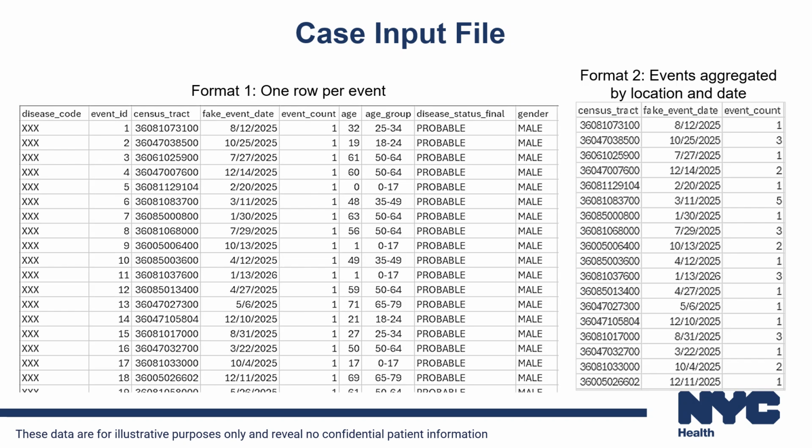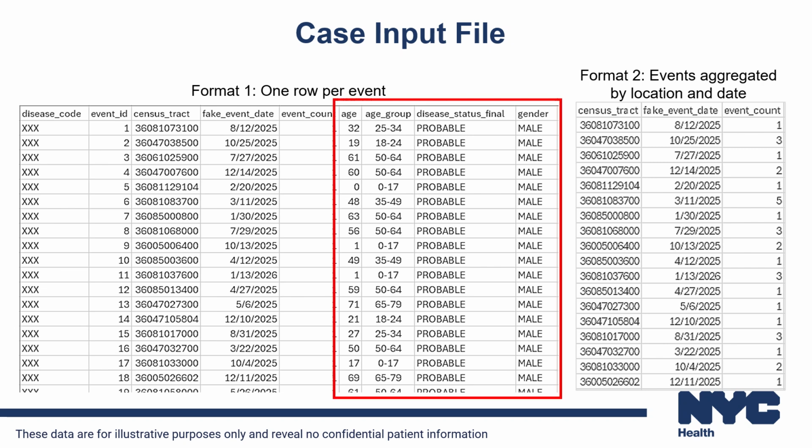The sample case input file provided is formatted as having one row per event, like on the left. You also have the option of creating a case file aggregated by location and date, with a column that indicates the number of events at that location on that date, like on the right. But we recommend using Format 1 when you can, because you can't include case-level descriptive variables in Format 2. These variables aren't used in the analysis, but can be helpful to include in output files to aid in cluster investigation.